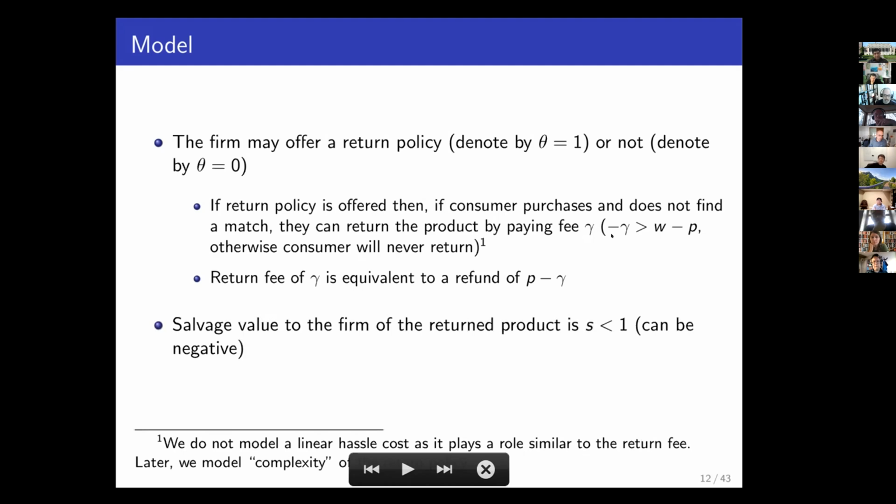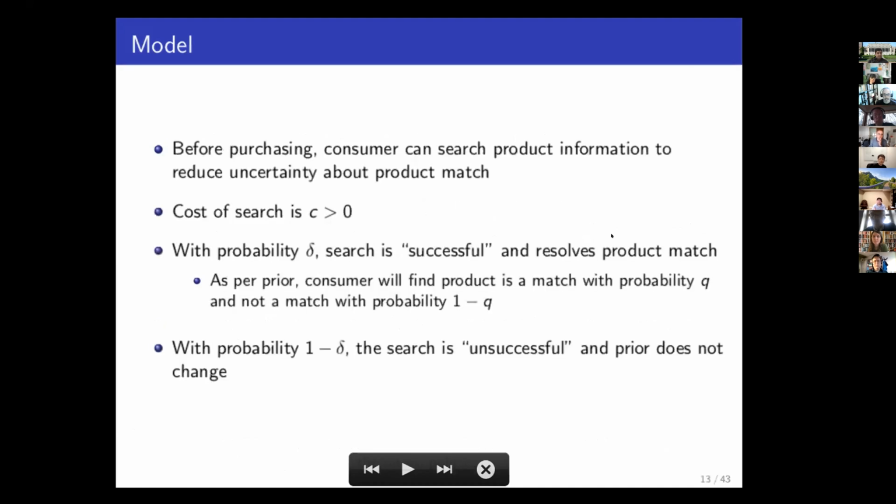Now, the salvage value to the firm of the returned product is S, which is less than the valuation of the consumer on match, and this can also be negative. So the firm gets the product back, and they just have to spend more on it, and that turns out to be negative.